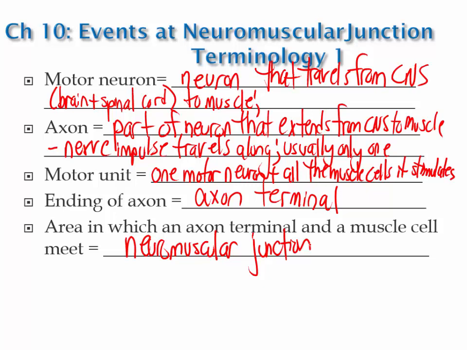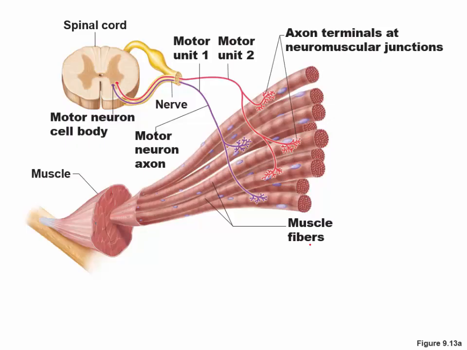So let's take a look at what this looks like. It might make more sense. Here's a picture, and you can see the spinal cord here. Remember, that's part of the CNS, the central nervous system. In the spinal cord are motor neurons. What is in the spinal cord is the cell body, so it doesn't really show you here, but there'd be the cell body of the motor neuron. Then the red and the purple are the axons. They're leaving the CNS and traveling to the individual muscle cells.